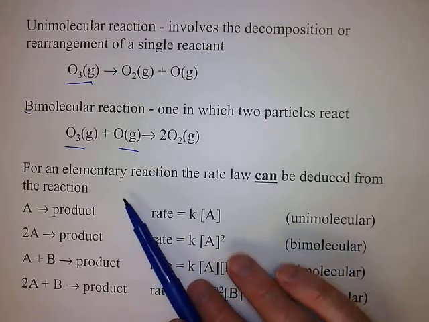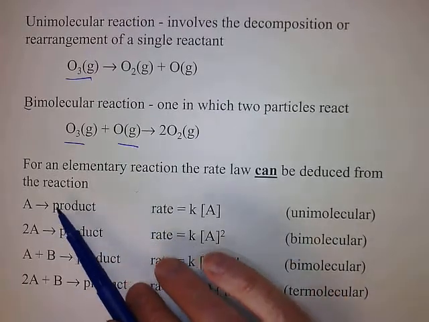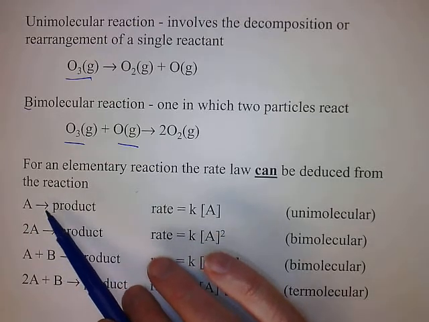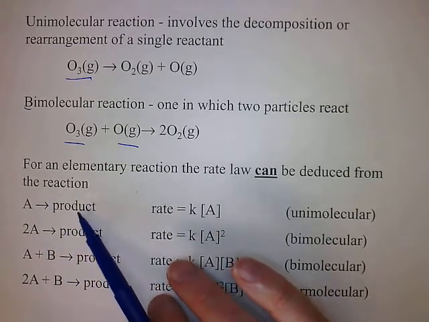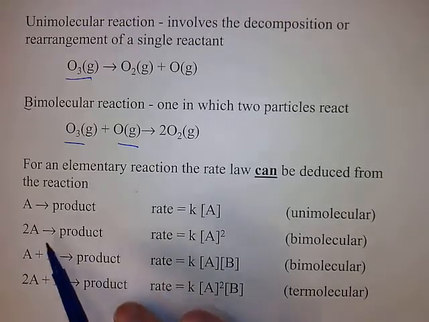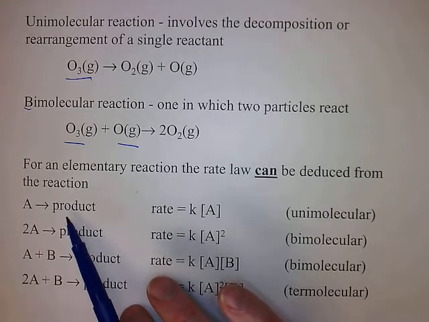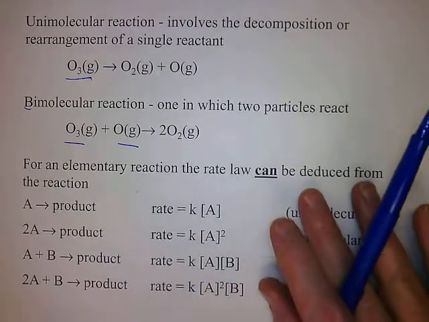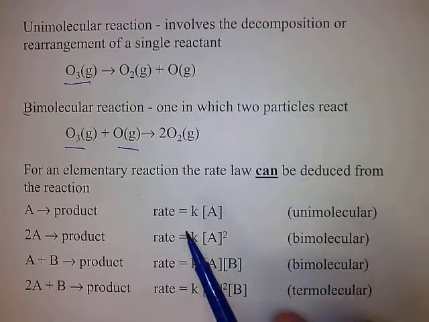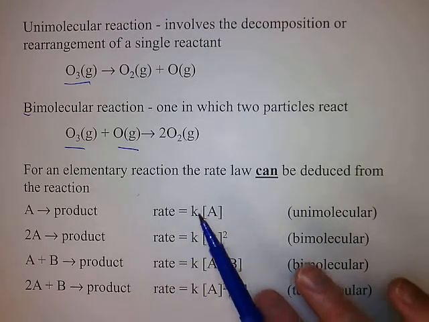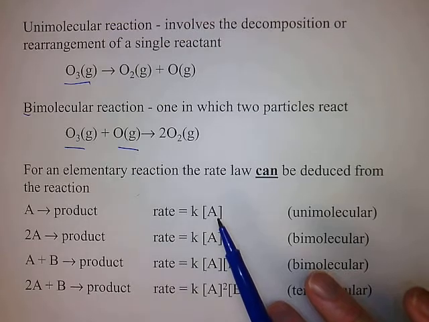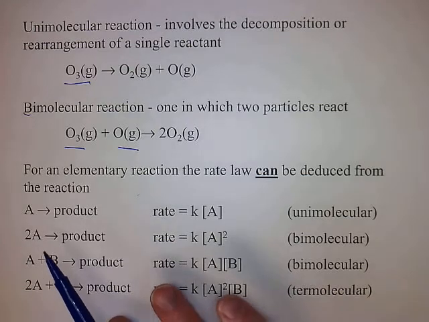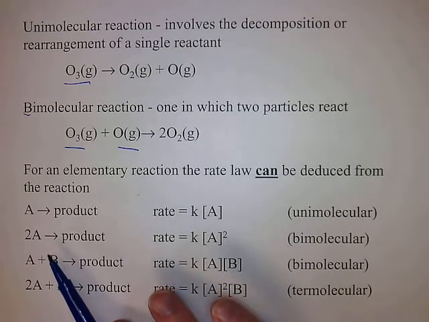law from the reaction. All right, so if we have a simple unimolecular reaction where, let's say, some reactant A decomposes to make a product, there's only one reactant here. There's not two reactants, there's only one. A doesn't have to combine with B. A just decomposes. So our rate is going to be proportional to some constant K times the concentration of A.